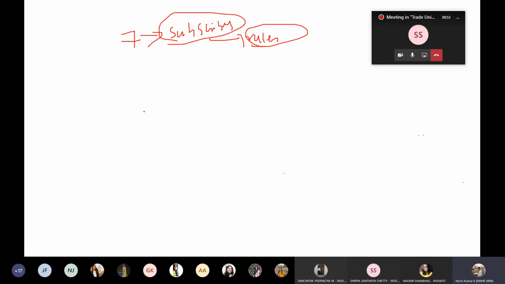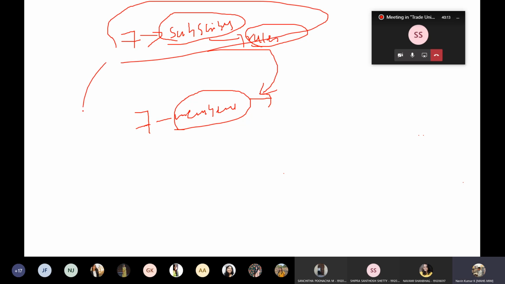Last condition, the third condition: they must be at least 7 members. That is, ordinary members. Just by paying some amount of money, they can be members. That's it. Both the conditions need to be satisfied. Not only this condition, but also this condition should be satisfied.